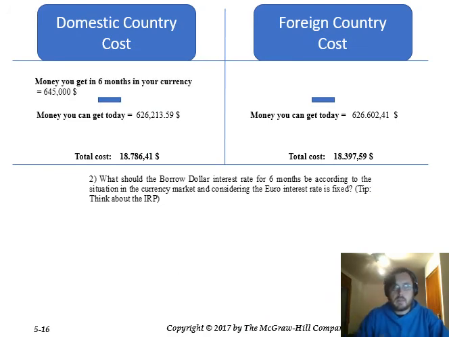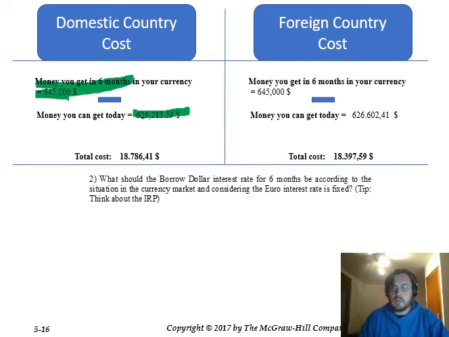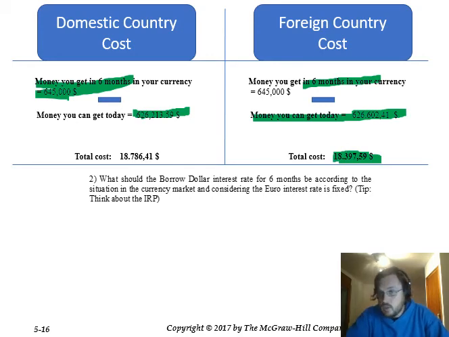So remember, in the domestic country, it is the difference between the money that you can get in 6 months and the money you can get today. So that's 18,786. In the foreign country, it is the difference between the money that you can get in 6 months and the money you can get today. So that's 18,387. Okay, so this one here is cheaper, not by much. We are almost in equilibrium.